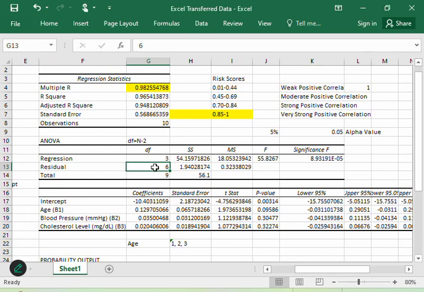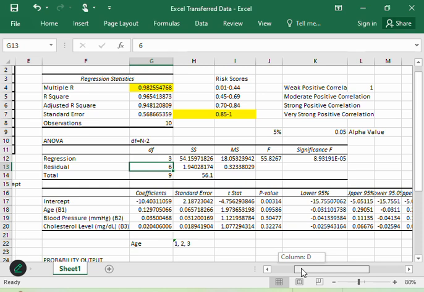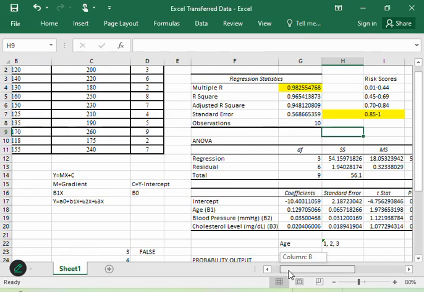But this can be very good if we were using SPSS. So next time we shall use SPSS to interpret this regression.